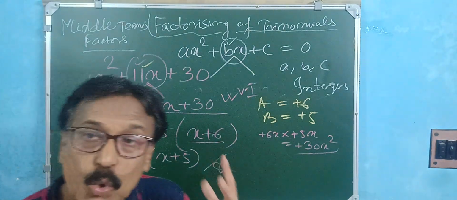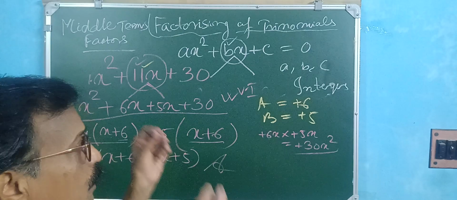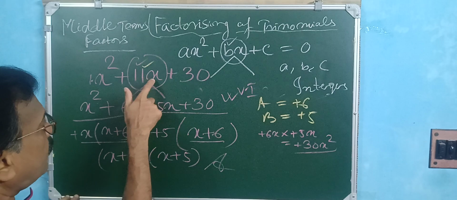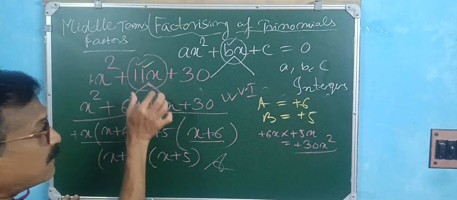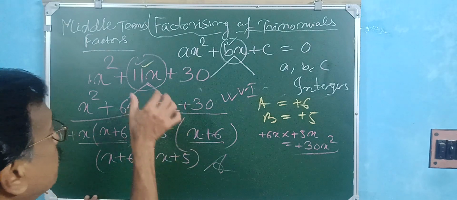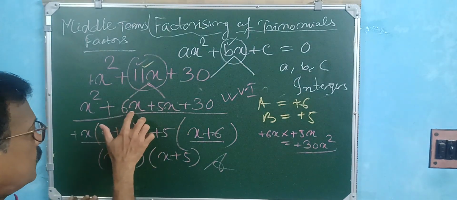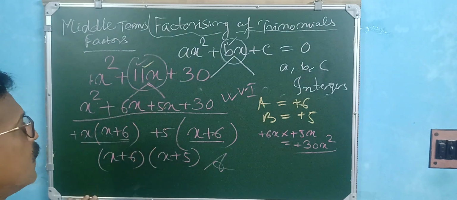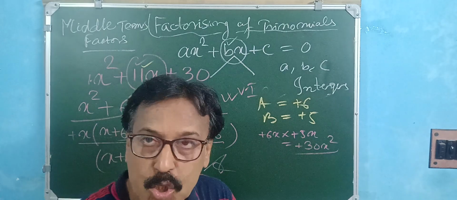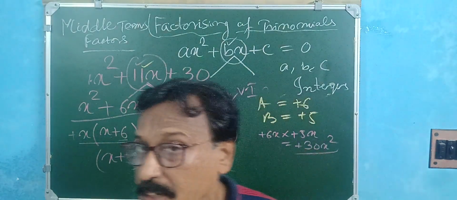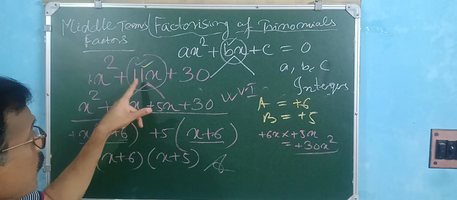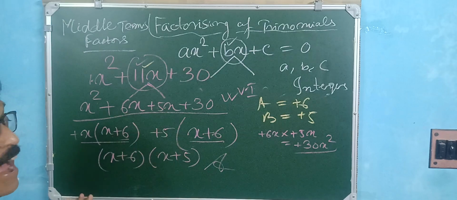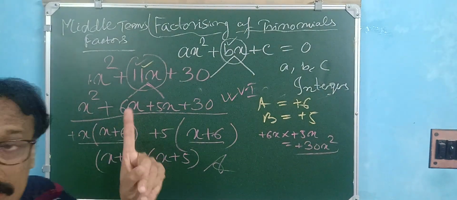At the same time, two conditions must be satisfied. For x square plus 11x plus 30, you break 11x in this way: the addition is 6x plus 5x, which gives 11x, and if you multiply 6x and 5x, you get 30x square. Both conditions will be satisfied together. The sign is very important.